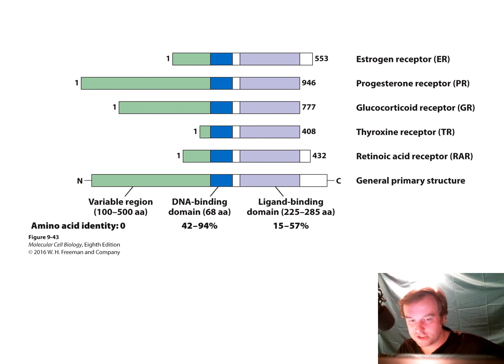So here we have the general design of transcription factors in that nuclear receptor superfamily. As you can see, they all have the same kind of motifs where they have a ligand binding domain, and that's 15 to 57% of the total length of this protein. They also have a DNA binding domain, as well as this variable region that functions as an activation domain in most nuclear receptors.